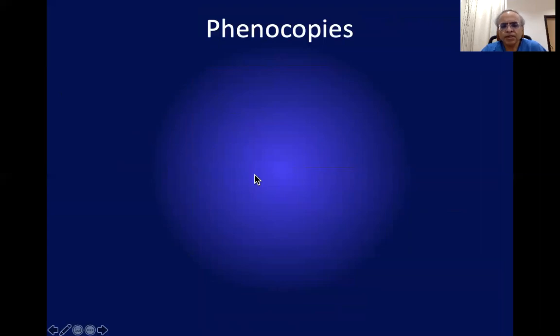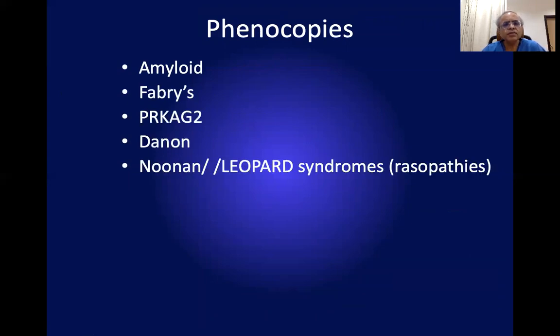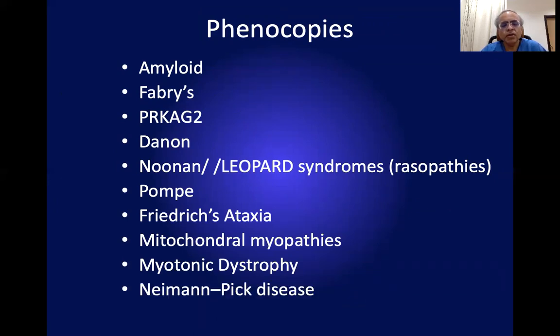That means these patients have a significant hypertrophy, but they just mimic hypertrophic cardiomyopathy, while they have certain other genetic disorders. So, what are the different phenocopies? Amyloid, Fabry's, PRKAG2 mutations, Danon's, Noonan's, Pompe's, Friedreich's ataxia, mitochondrial myopathies, myotonic dystrophy, or rare ones like Niemann-Pick disease.